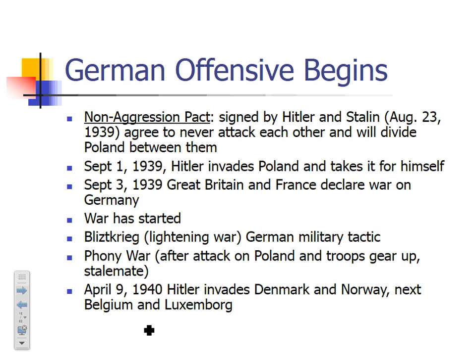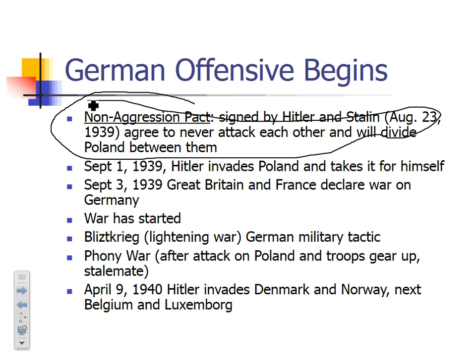All right, so the German offensive begins. The non-aggression pact is signed between Hitler and Stalin on August 23rd, 1939. Hitler and Stalin were kind of frenemies. They didn't like each other. I don't know how much they respected one another, because they both kind of want to do the same thing. Stalin would love to expand the boundaries of the Soviet Union and take over the world and bring what he believed was his wonderful communist experience everywhere.